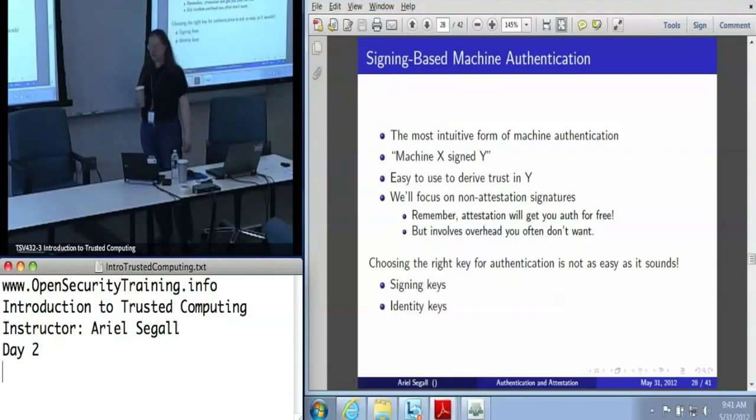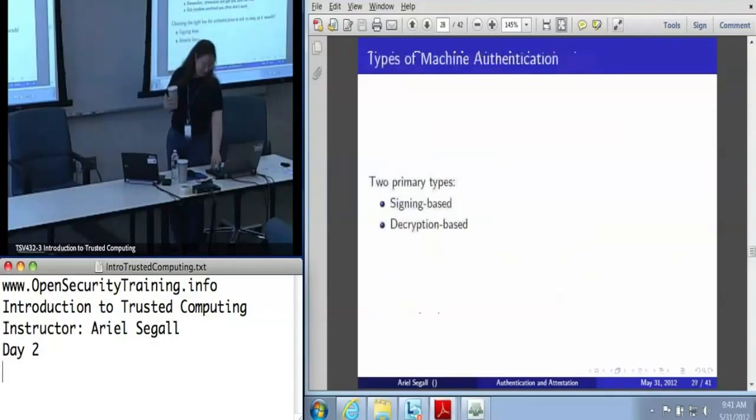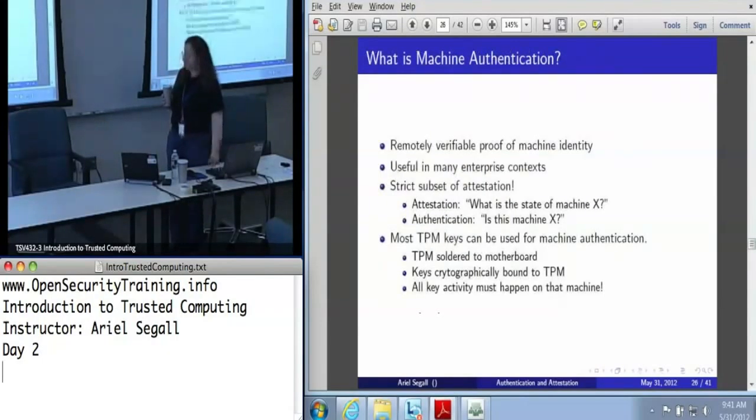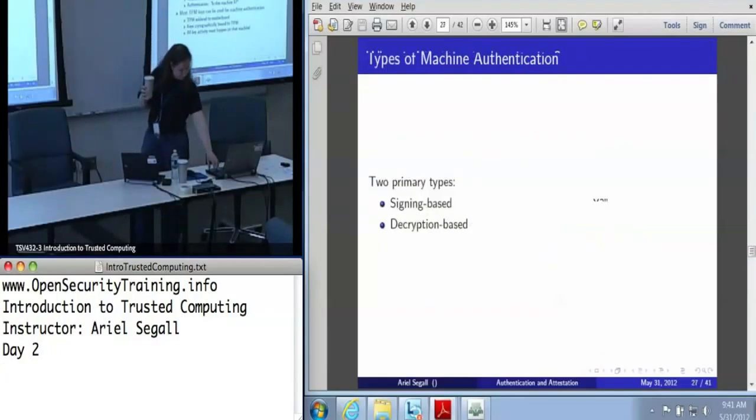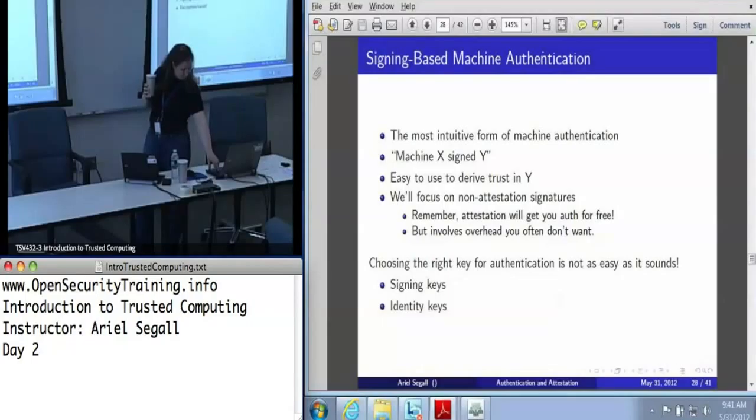So choosing the right key for authentication is unfortunately a little trickier than one might have thought. Ariel, quick question. Because we can't make it easy. So on the previous slide, you were pointing out that machine X signed Y is not the same thing as message origin authentication, for instance. Is there any decent way to get message origin authentication?